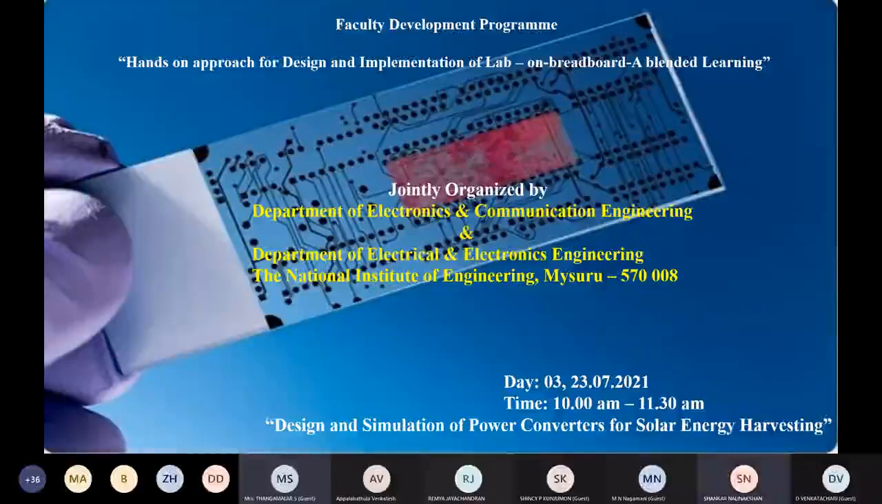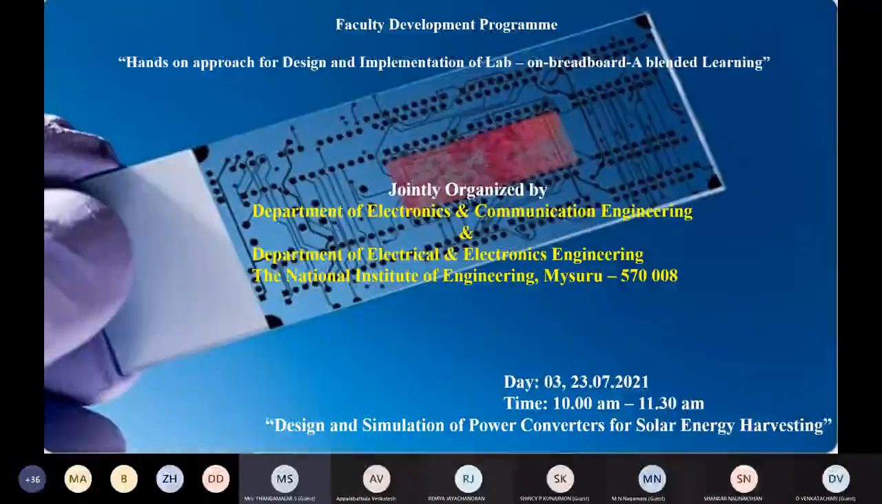The third day of our faculty development program, Hands-on Approach for Design and Implementation of Lab on Breadboard, a blended learning program, jointly organized by the Department of Electronics and Communication Engineering and the Department of Electrical and Electronics Engineering, the National Institute of Engineering, Mysore. In the first two sessions, we discussed how to implement the basics of electronics using the TINA software. Today, the third day, we will focus mainly on power converters, the design and simulation of power converters for solar energy harvesting, basics of power converters, and how to simulate that using TINA.